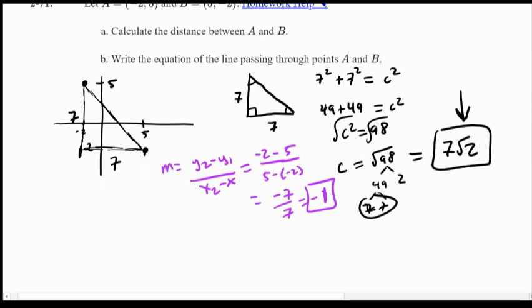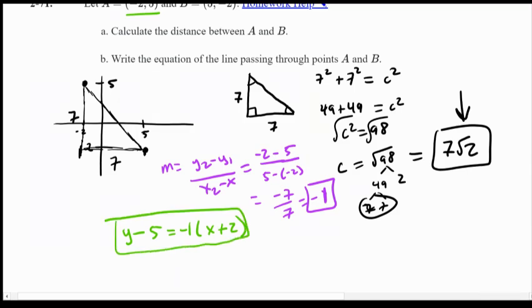I'm getting a little bit cramped here. Now that I have my slope, I'm going to put it into point slope form. So to do that, I'm doing y minus y1. I'm just going to pick my first point here, A, so y minus 5 equals the slope, -1, times x minus x1, which is -2, so I'm going to make that x plus 2. So that would be our point slope form.